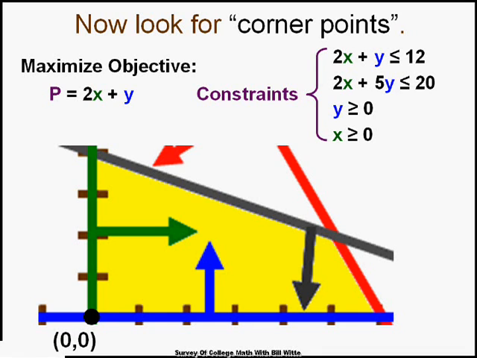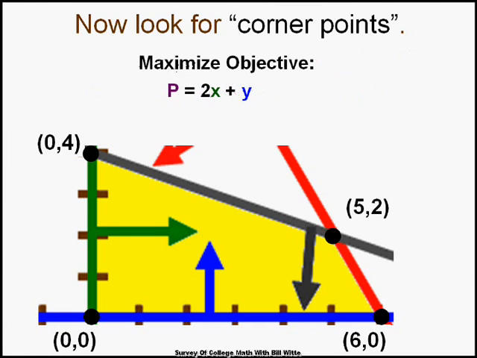We check them out and see what the function P gives me if I put a 0 in for x and a 0 for y. Then I check this one out, 0, 4. And I check this one out, 6, 0. Then I check this one out, 5, 2. And we'll see which one. You never know which one it is, okay? Let's try it.